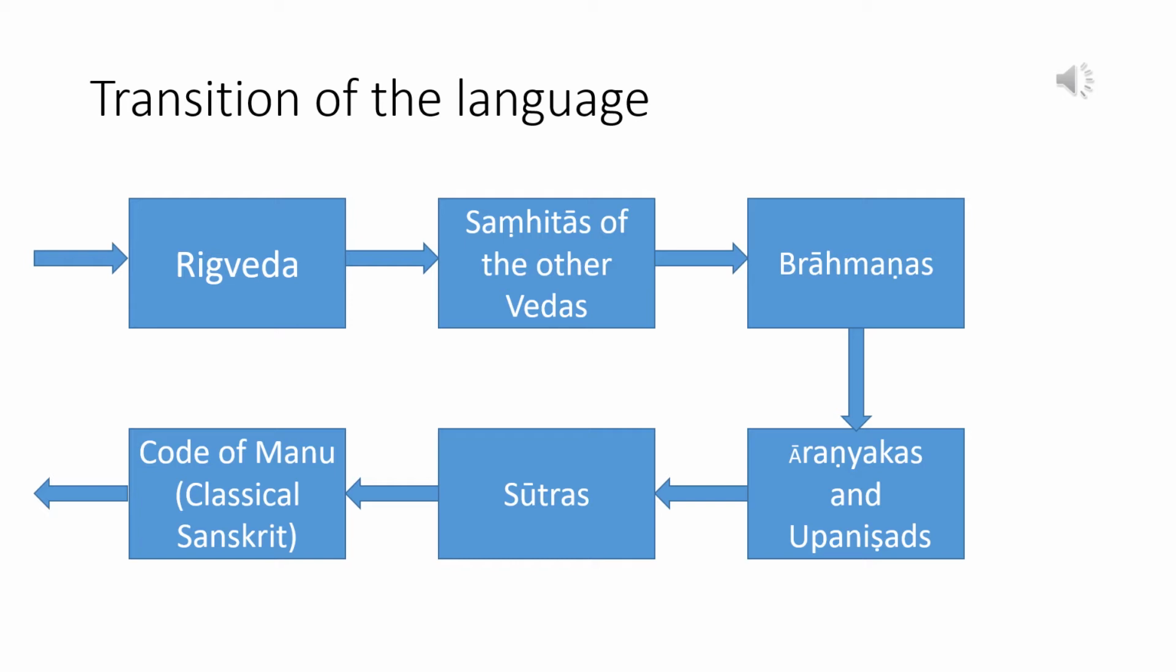The Rigveda represents the oldest stage of the language, and the Code of Manu or the Manusmriti represents the beginning of the classical language. Then the epics, the law books, the Puranas, and then the other great works of literature like poetry, drama, etc. and also many other technical works.